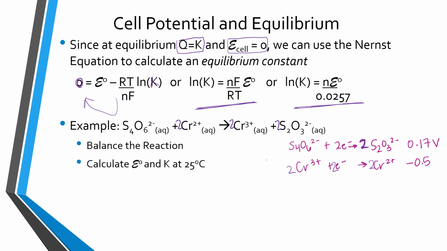So now my standard cell potential is going to be 0.17 minus negative 0.5. Sorry about that. Gives me 0.67 volts. Okay, so that's my standard potential.